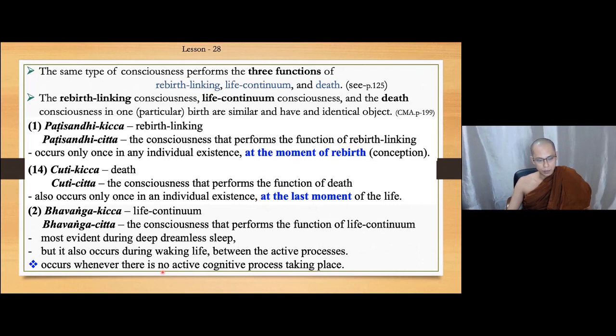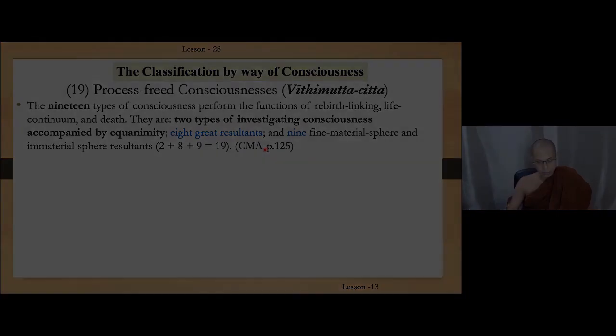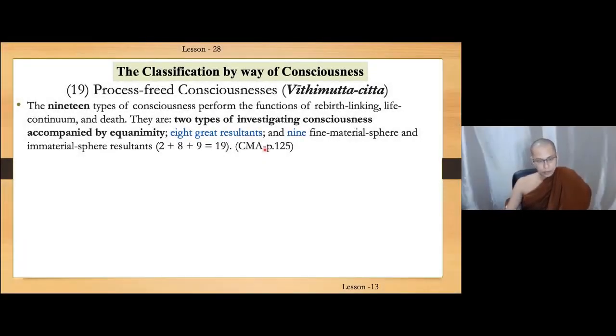So it continuously arises. Now you already understand they continuously arise if there is no cognitive process. That is called Bhavanga. So before the cognitive process, there are the moments of Bhavanga, and after the cognitive process, the moments of Bhavanga. So if we identify the consciousness of Bhavanga, also including the Patisandhi and Cuti, there are only 19 types. It was already mentioned in lesson 28 in chapter 3. So the 19 consciousness are 2 types of investigating consciousness accompanied by equanimity, 8 great resultants, and 9 sublime resultants, which includes 5 fine-material sphere and 4 immaterial sphere.